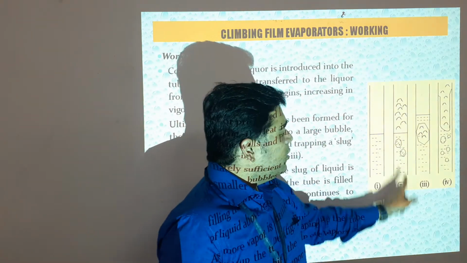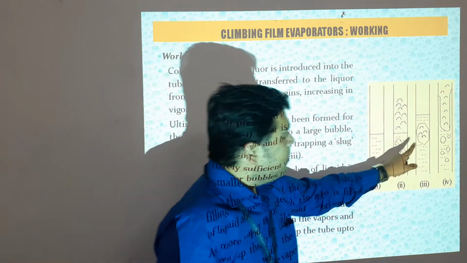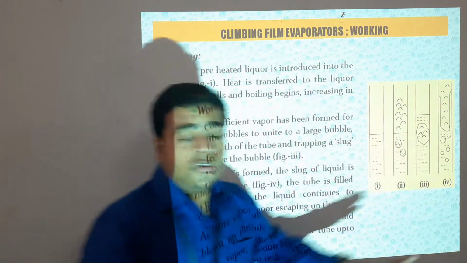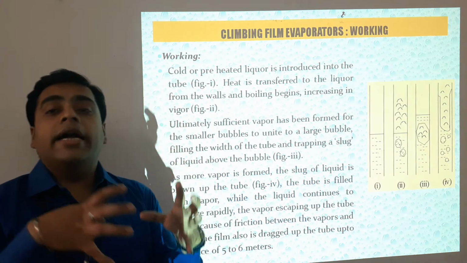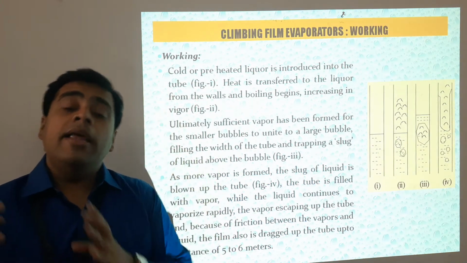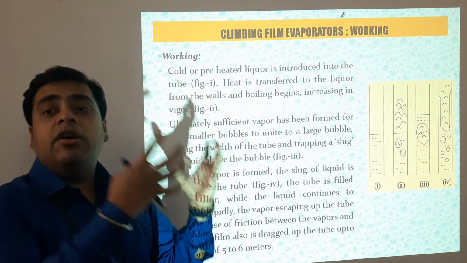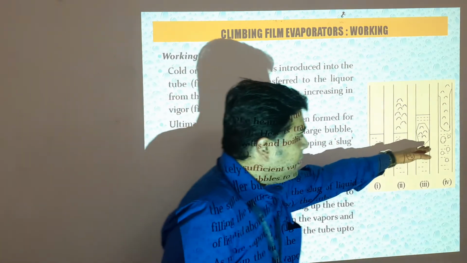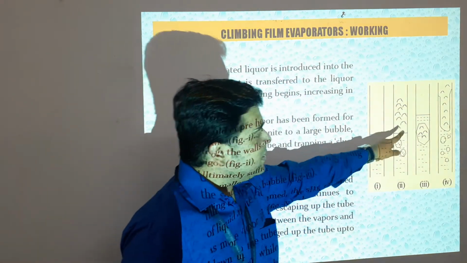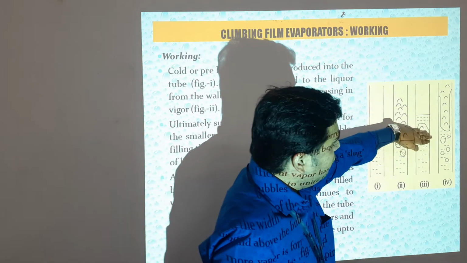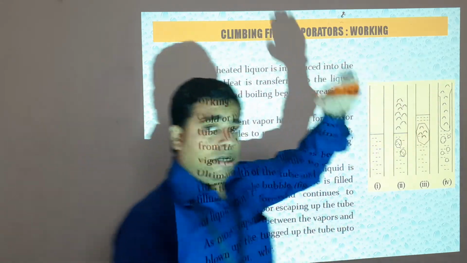So here there were smaller bubbles, and in this diagram 3, all the smaller bubbles have united to form a larger bubble, and it is also carrying a portion of the liquid, which is definitely rising up. So this is this level, this is this level, and see the level. So the film is being dragged upwards.